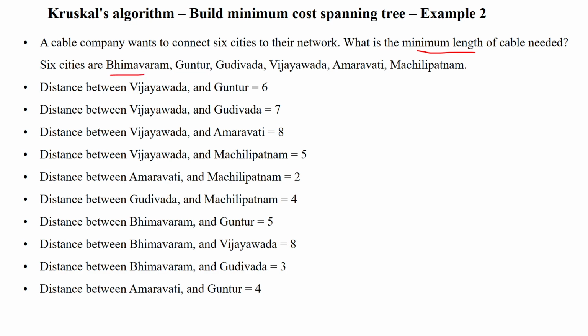6 cities are given: Bhimavaram, Guntur, Gudivada, Vijayawada, Amravati, and Machilipatnam. Here, the distance between each and every city is given. So, based upon this, we have to identify what minimum cable length is required. For this, we can use a minimum cost spanning tree to identify the minimum cable length required to establish the network. So, here we can use Kruskal's algorithm to find out the minimum cost spanning tree.